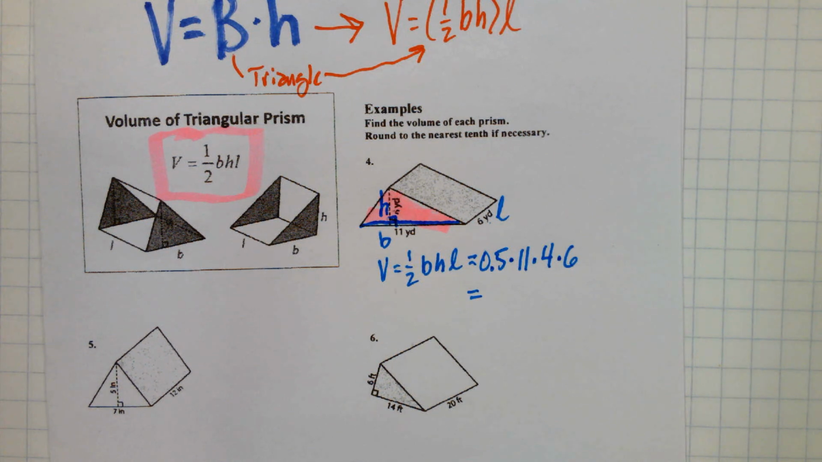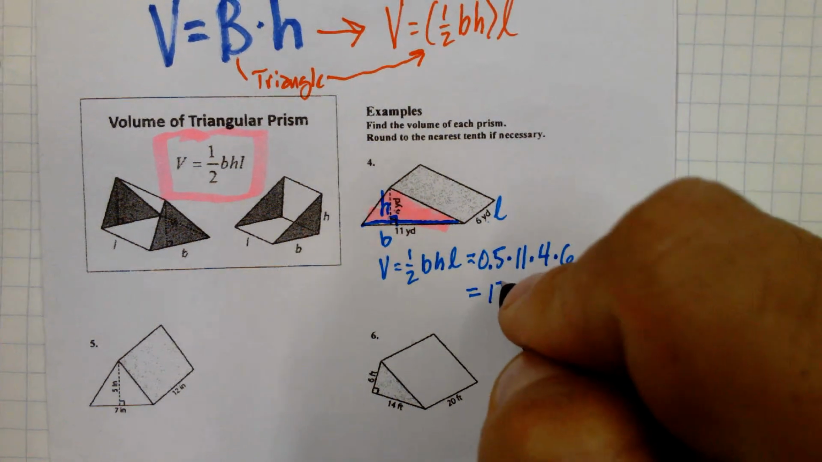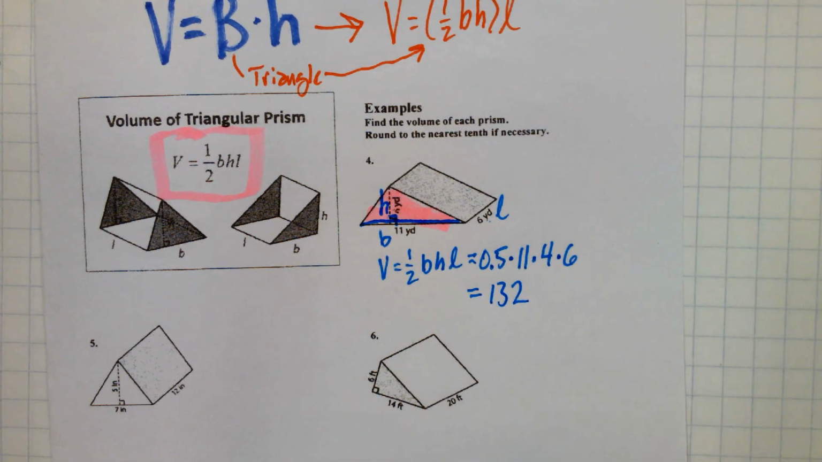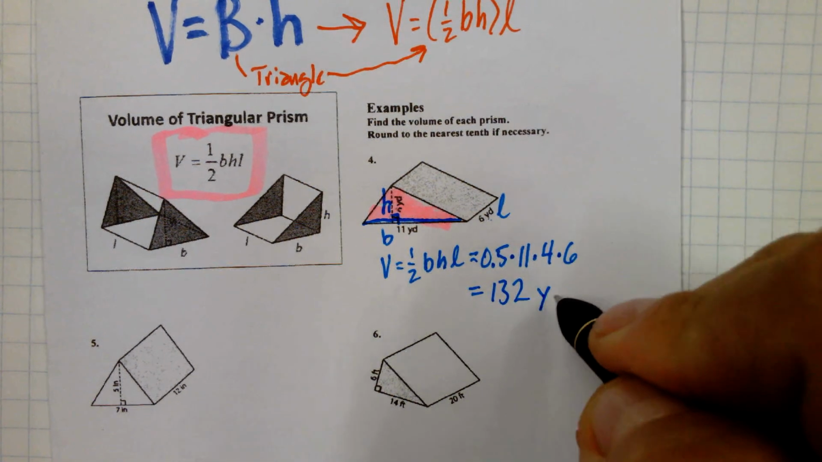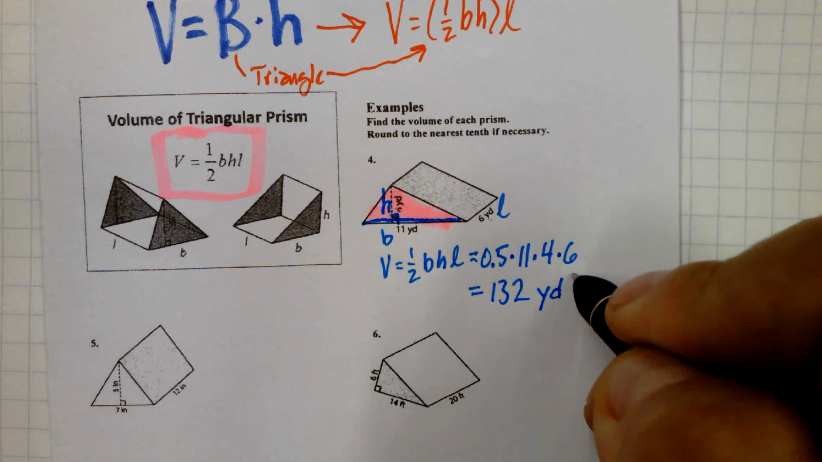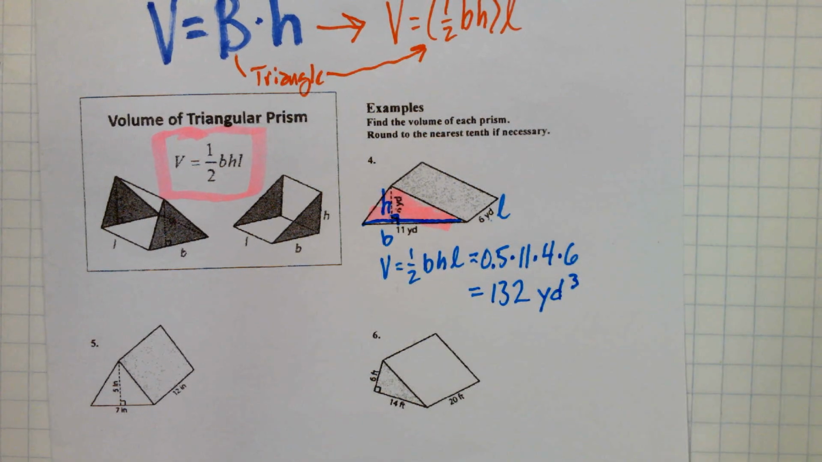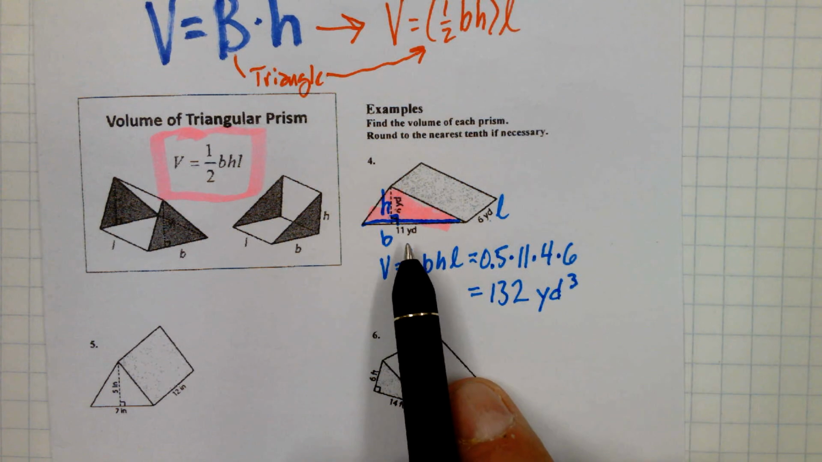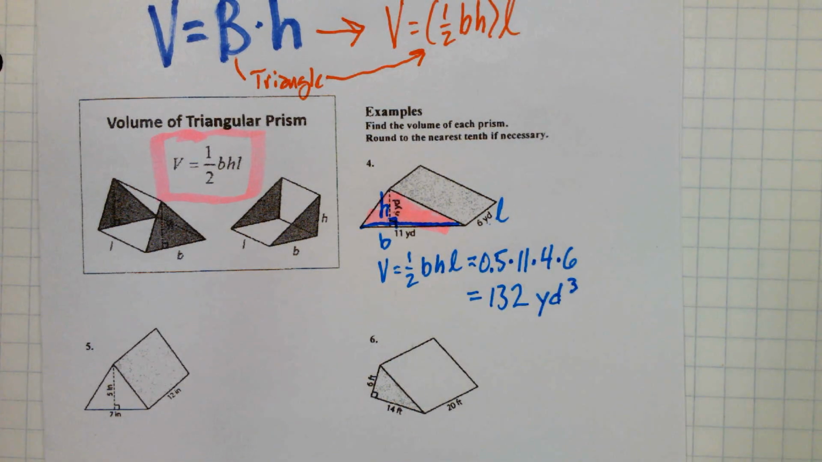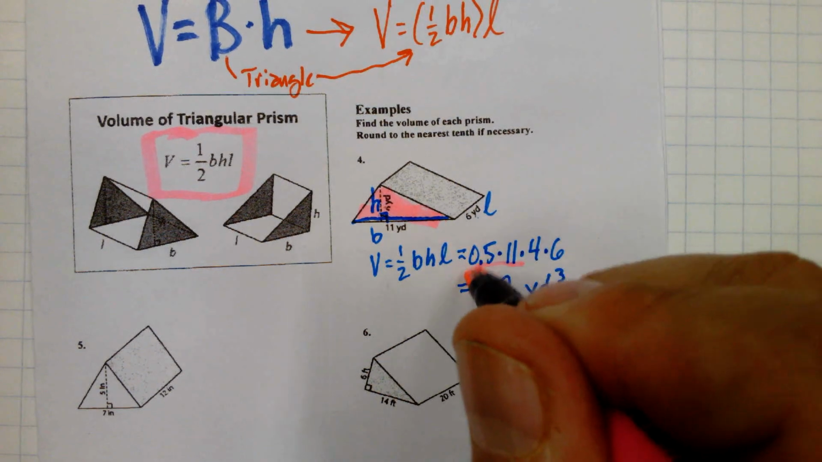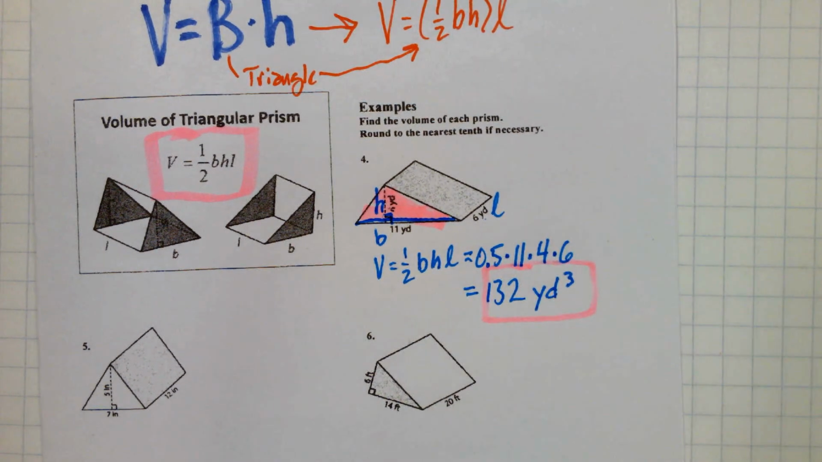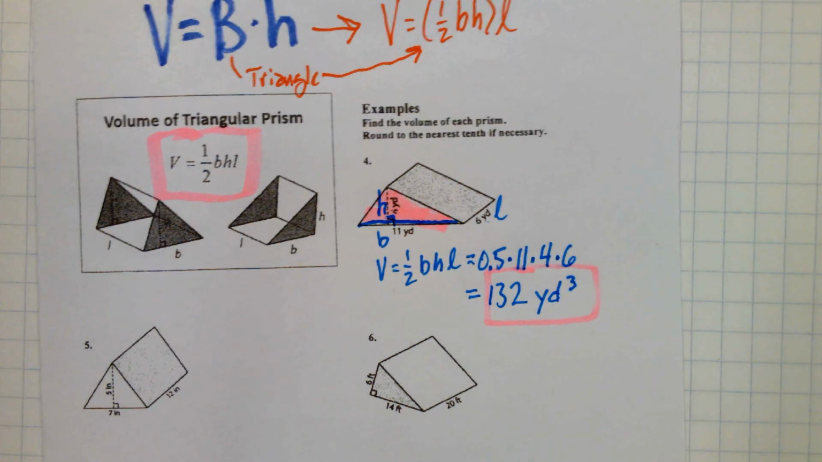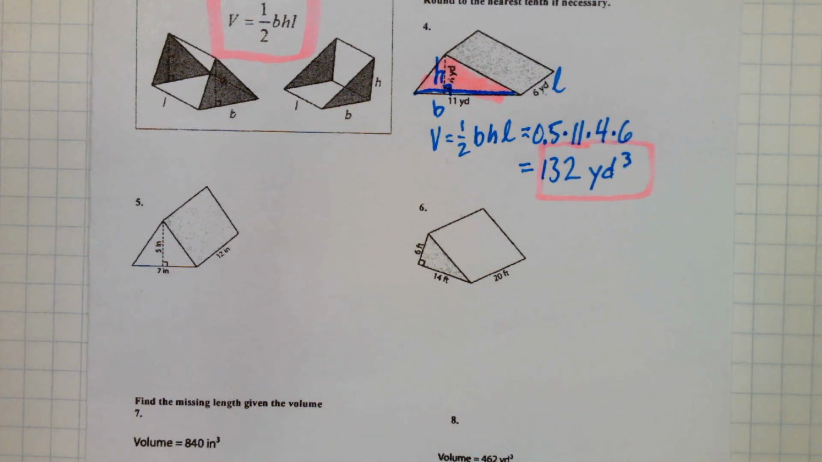$210? I'm not getting the same thing. Yeah, 132. 132. And what are the units? It's a volume. Cubic yards, because you're still multiplying yards times yards times yards. So that would be cubic yards. Okay. All right. So 132 cubic yards. Let's do the next one.